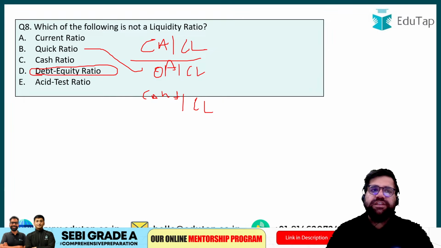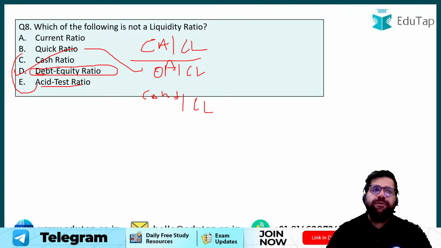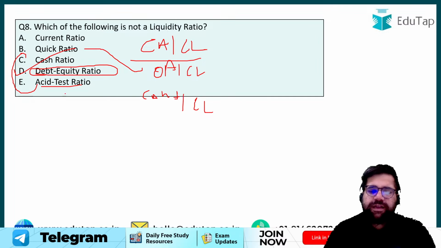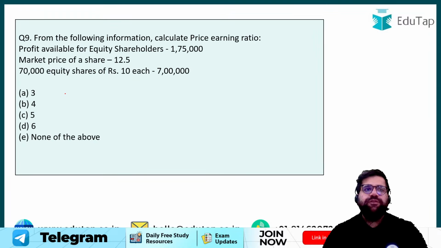Debt to equity ratio is not a liquidity ratio, it's a solvency ratio. So the answer will be option number D. Acid test ratio is another name of the quick ratio only, right? So the correct answer over here will be option number D. Very good. Now let's move to question number 9.